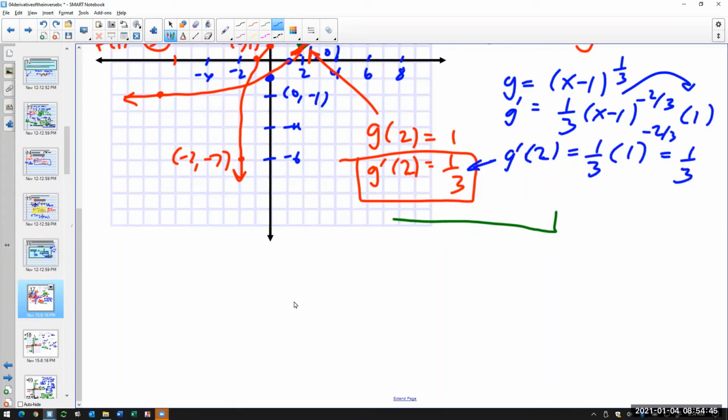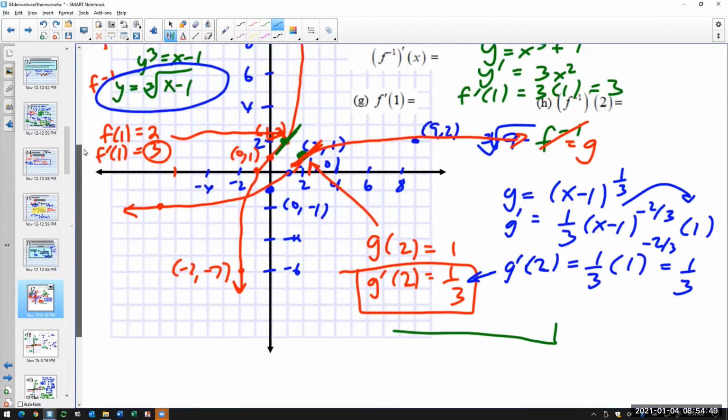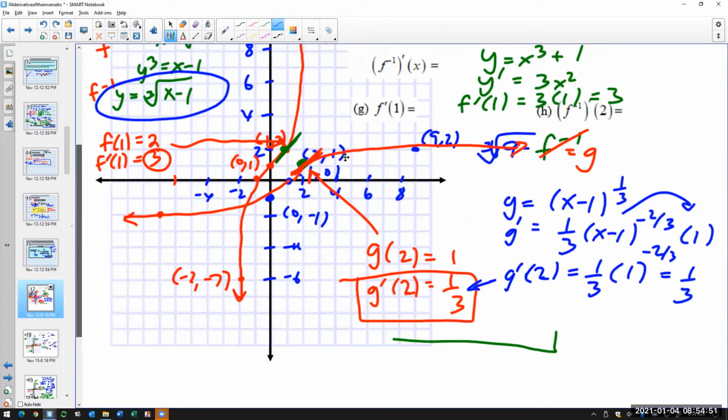Okay. So all this is to say that if you look at two functions that are inverses of each other, if you look at the corresponding points, the derivative of one is equal to the reciprocal of the derivative of the other. You guys good with that?